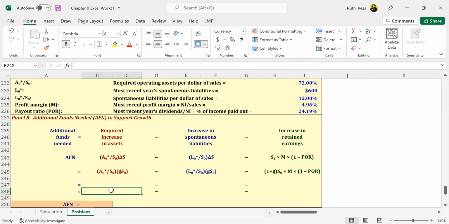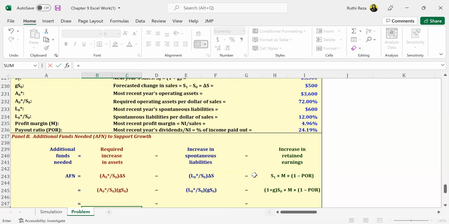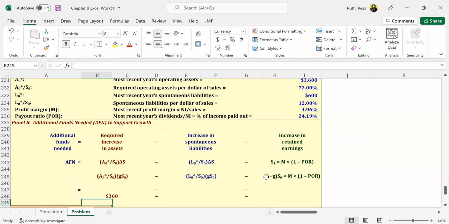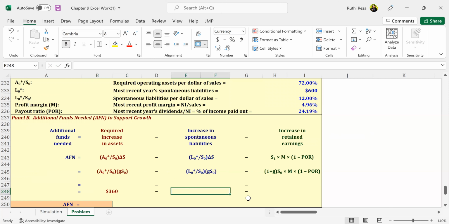Next, now let us calculate our required increase in assets. So it is our operating assets to sales ratio times our dollar sales growth. So here, our operating assets to sales ratio, and then this one is our dollar sales increase. Next, our spontaneous liabilities to sales ratio, and then our growth in sales.